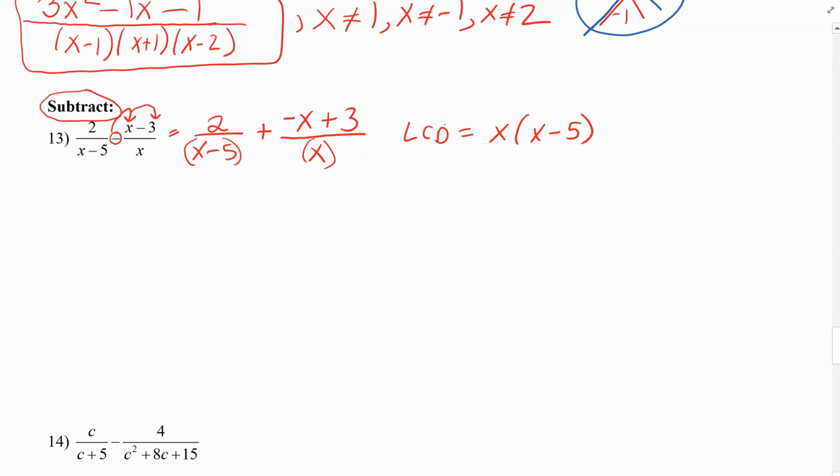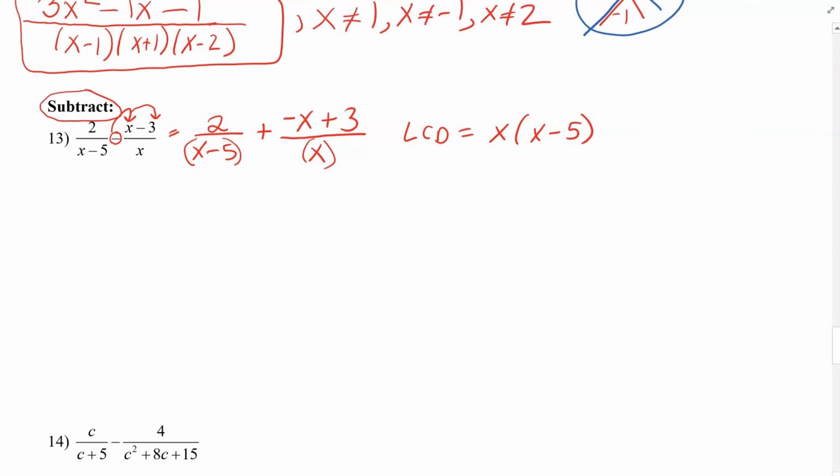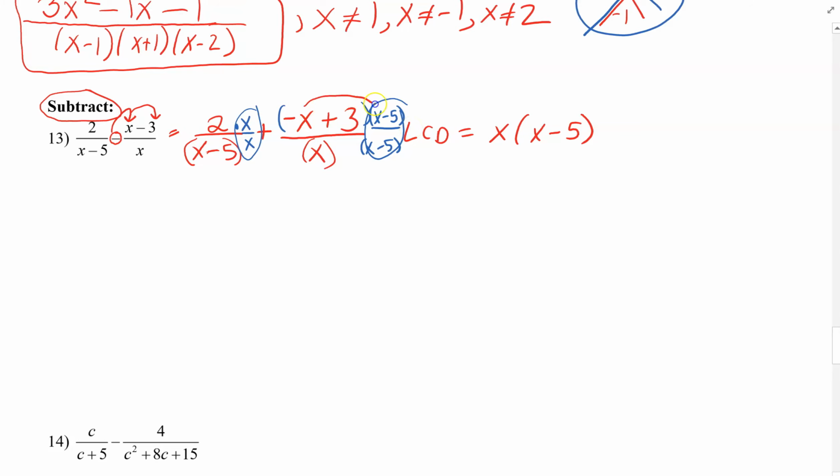So x minus 5 is a prime factor, and so is x, and so they just multiply together to create the LCD. So basically what I need to do is multiply this first fraction by x over x, and then multiply this second fraction by x minus 5 over x minus 5. I'm basically multiplying by 1, right? x over x is 1, x minus 5 over x minus 5 is 1.